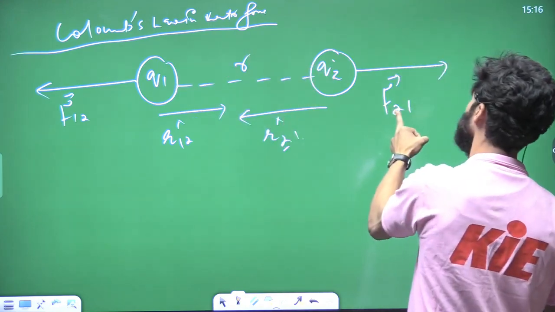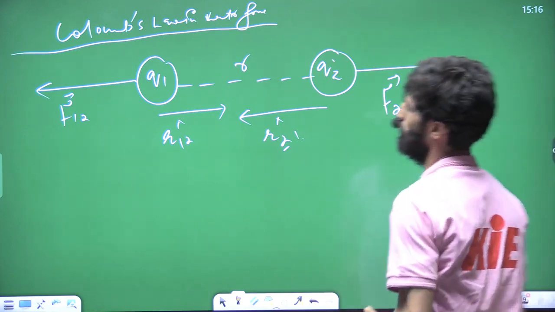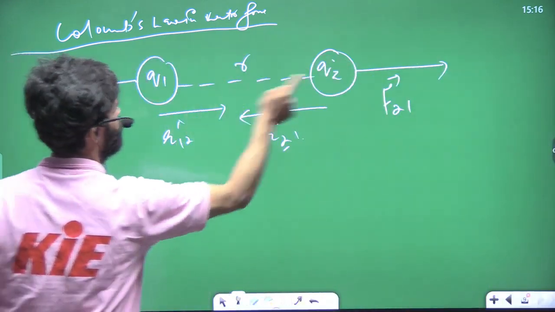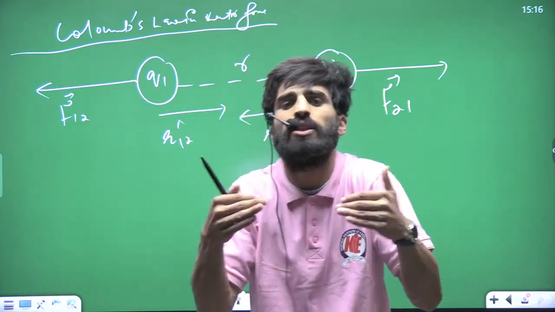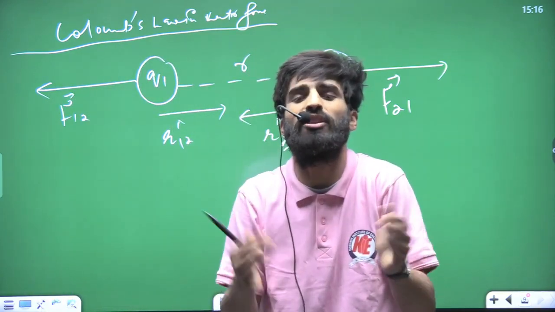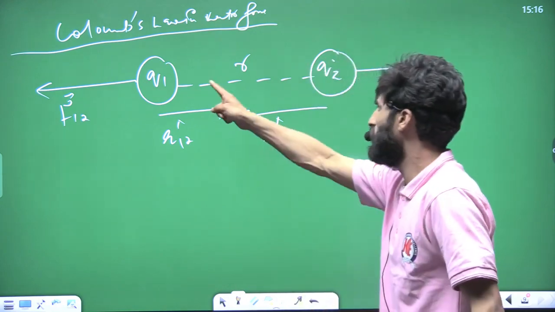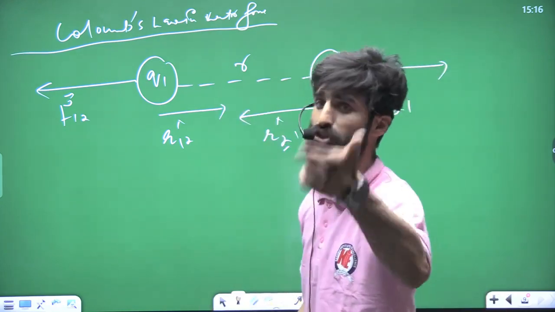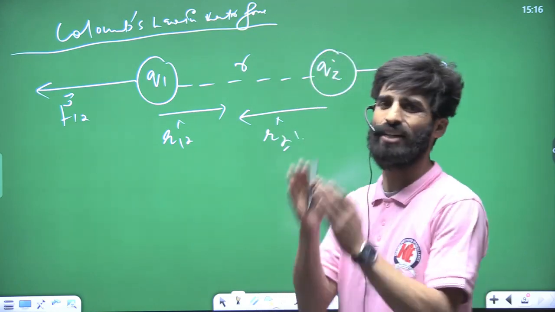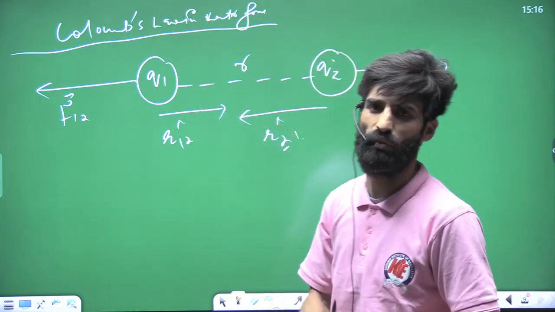That's why I write force on 2 due to 1, it will repel. And similarly force on 1 due to 2, it will repel. And to have this force of repulsion, I am just mentioning their position unit vectors. One is r12 cap, which denotes the position of the charged particle 1 towards 2, and similarly r21 cap denotes the position of 2 towards 1.